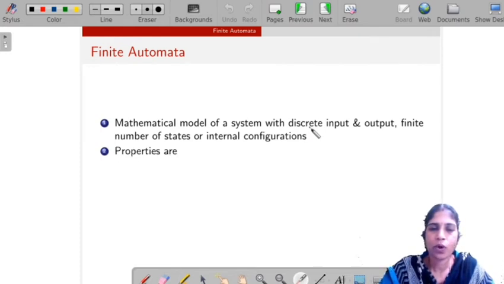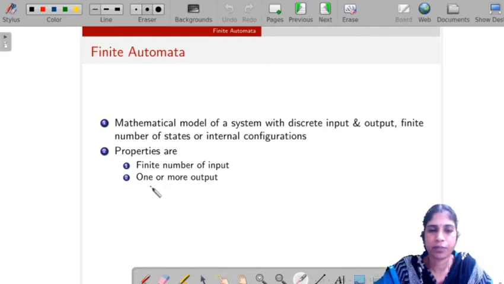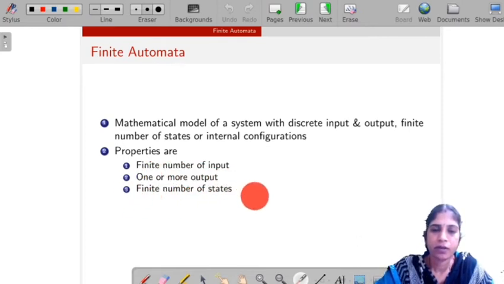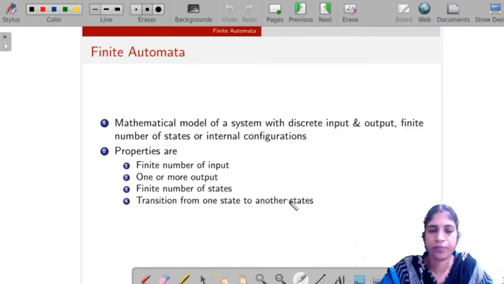So the properties of these systems are, first one is finite number of inputs. Okay, input is finite. Then second one is one or more outputs. The system may have one output or it may have more than one output, maximum up to the number of states. Then finite number of states. Number of states in the model is also finite. Then there is a transition from one state to another state. Then initial state. These are the 5 properties of the mathematical model.